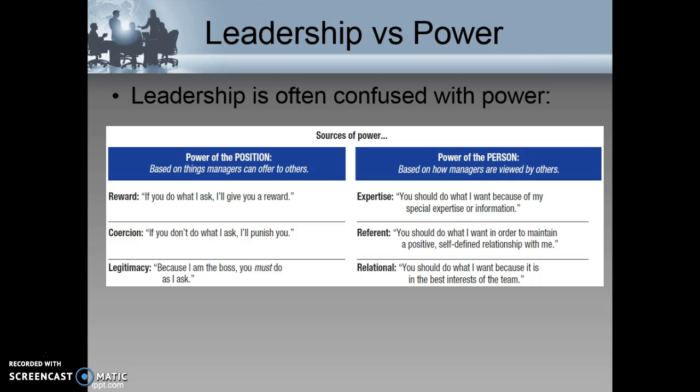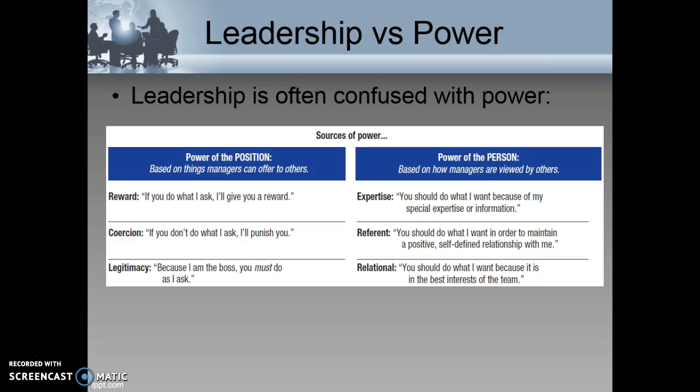The other side is the power of the person. Here we've got three bases again: expertise, referent, and relational. When motivating by expertise, it means that you are credible. Your employees view you as a credible source. You have knowledge in a specific area, and therefore they respect you, they respect what you're trying to say and what you're doing, and will listen to what you have to say. This works as long as you don't step outside the boundaries of your knowledge base.